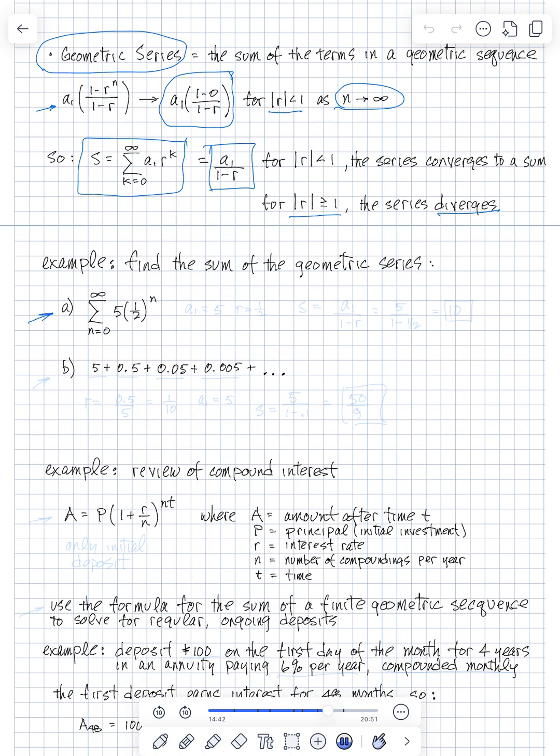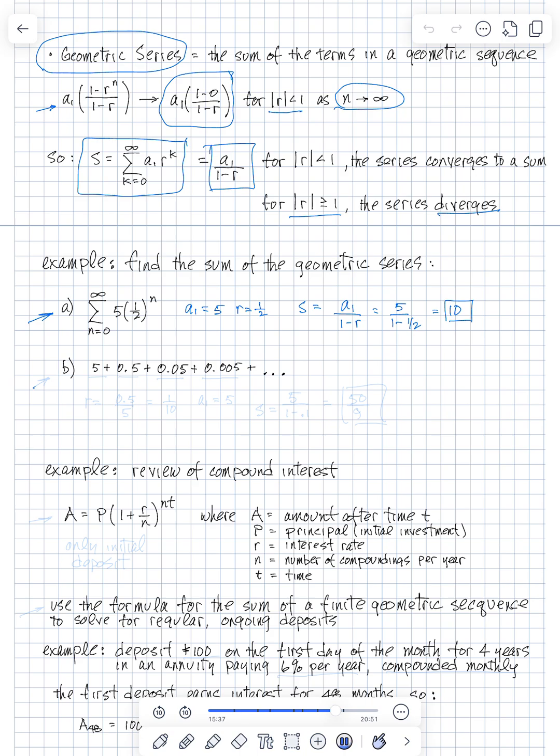Here we have the sum from n equals 0 to infinity of 10 times 1/2 to the n. And so in this case, we know A1 is equal to 5 and r is equal to 1/2. And so our formula, S is equal to A1 over 1 minus r, is equal to 5 over 1 minus 1/2, and that equals 10. Because r is less than 1, this will converge to a sum of 10.